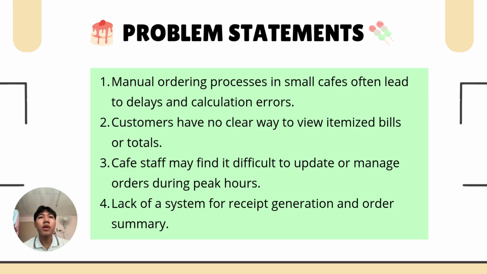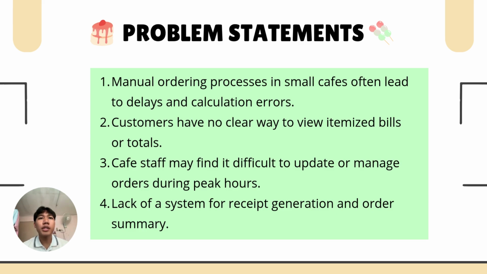Third is cafe staff may find it difficult to update or manage order during peak hours. During busy times, staff must handle multiple orders at once while also serving customer, preparing drink or food, and managing payment. Without an efficient system to update order in real time, they may forget modification, miss a table, or accidentally skip order, which reduces service quality and slows down overall operation.